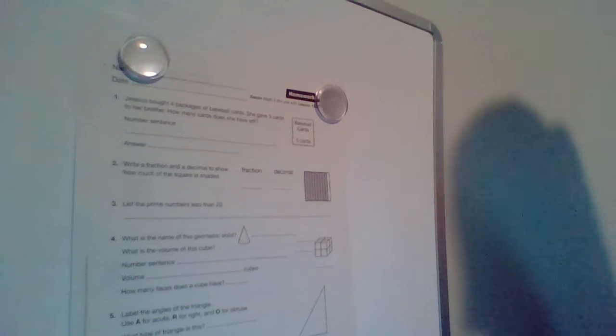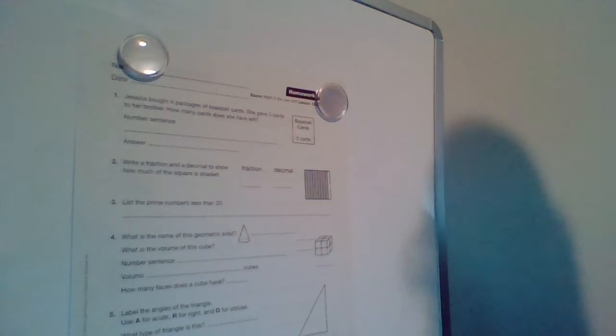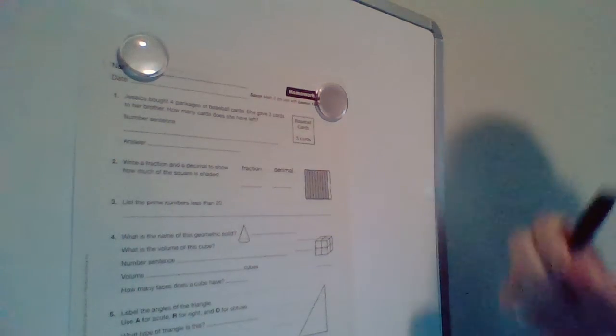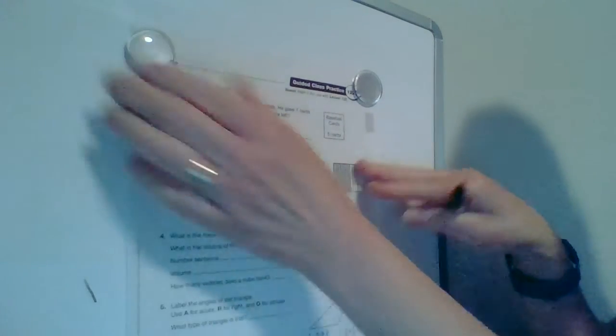And it says that Jessica bought 4 packages of baseball cards. Oops, sorry, wrong side. Let me flip this over. All right, here we go. This is what we're doing together.